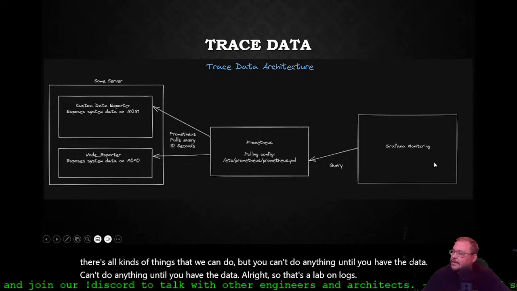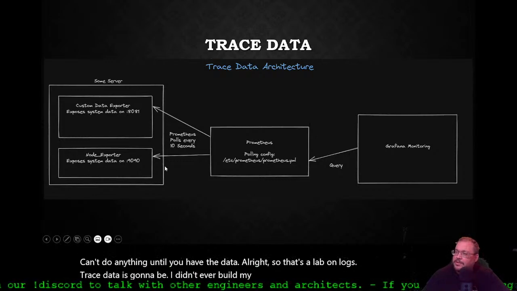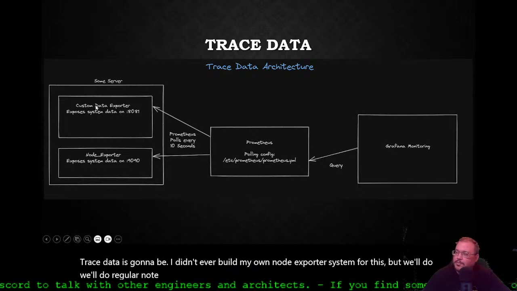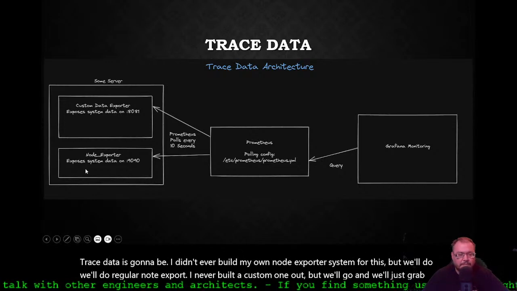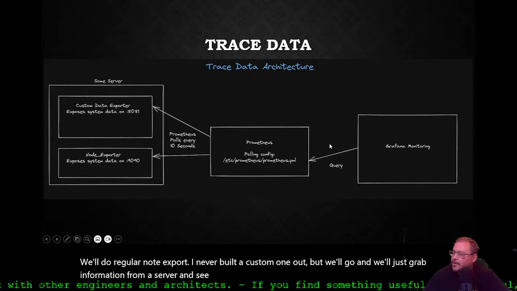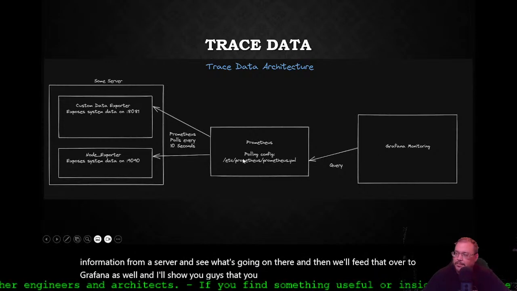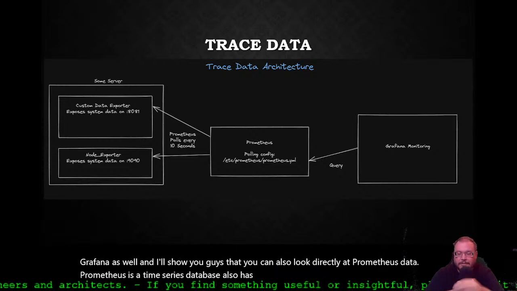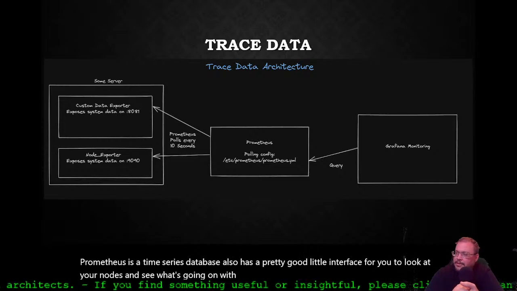Trace data is going to be, I didn't ever build my own node exporter system for this, but we'll do regular node exporter. I never built the custom one out, but we'll grab information from a server and see what's going on there, and then we'll feed that over to Grafana as well. And I'll show you that you can also look directly at Prometheus data. Prometheus is a time series database, and also has a pretty good little interface for you to look at your nodes and see what's going on with them. So we'll look at that as well.